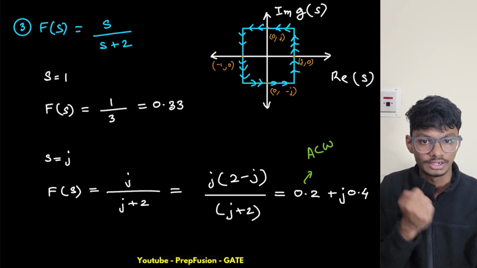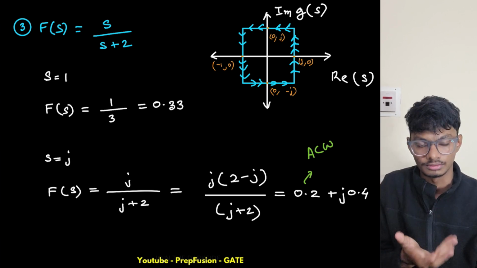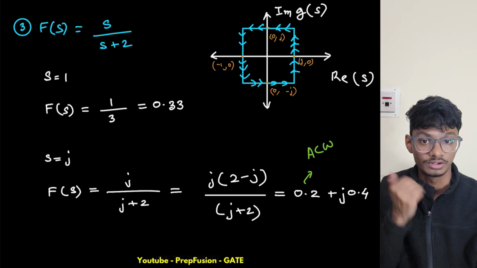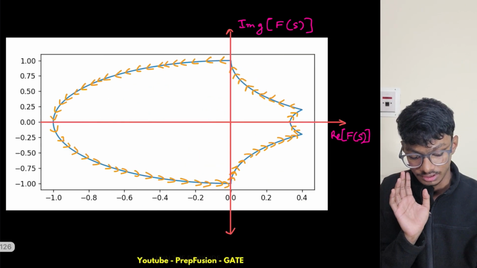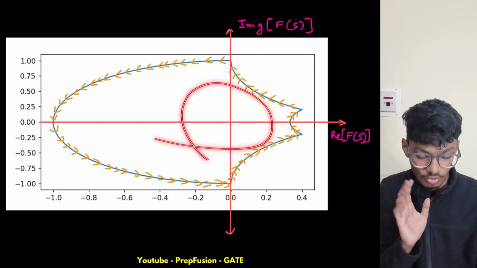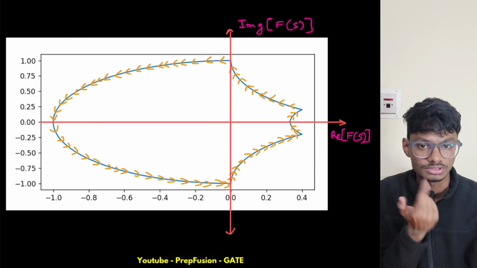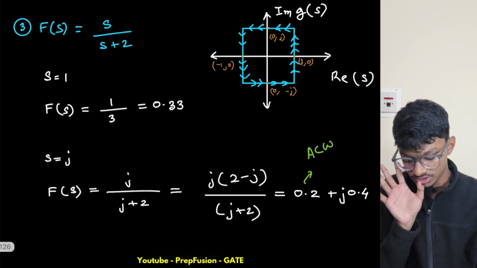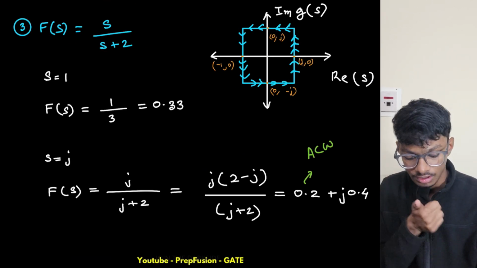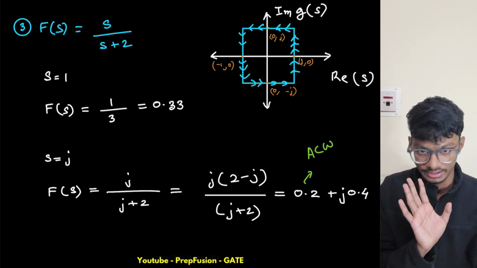Can you make some rules for that? Can you observe a few things? That is what I want you to do. In the next lecture I will tell you the observations, in which case the direction changes and in which case it doesn't change, and in which case the mapped contour will contain the origin and in which case it won't. It all depends on the poles and zeros of the mapped function and the original contour, and whether it is touching or not. That is the hint that I gave.